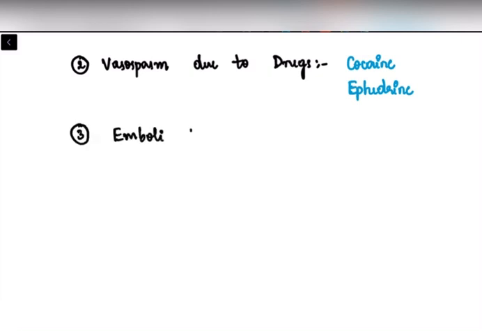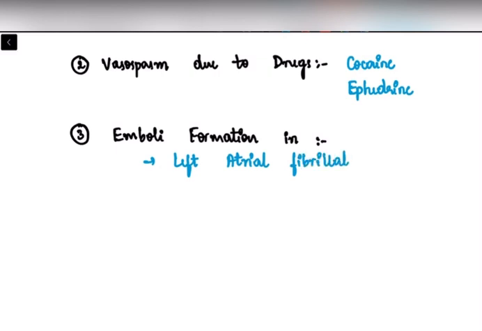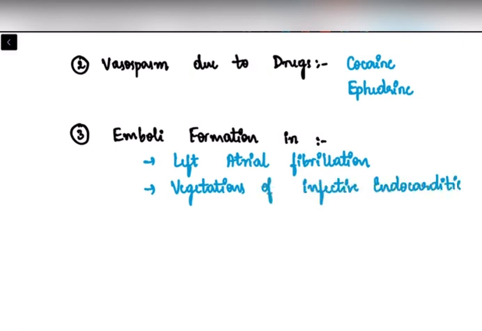And the third cause of myocardial infarction is emboli formation, in cases like left atrial fibrillation, vegetations of infective endocarditis, and intracardiac prosthetic material. This intracardiac prosthetic material creates turbulence in blood flow that leads to emboli formation.